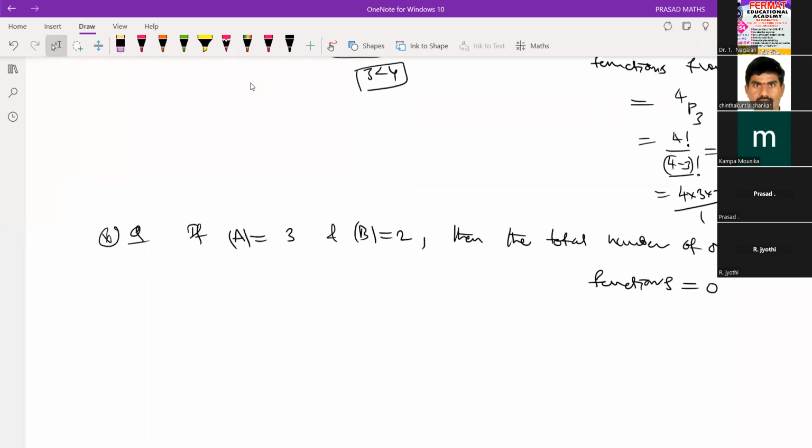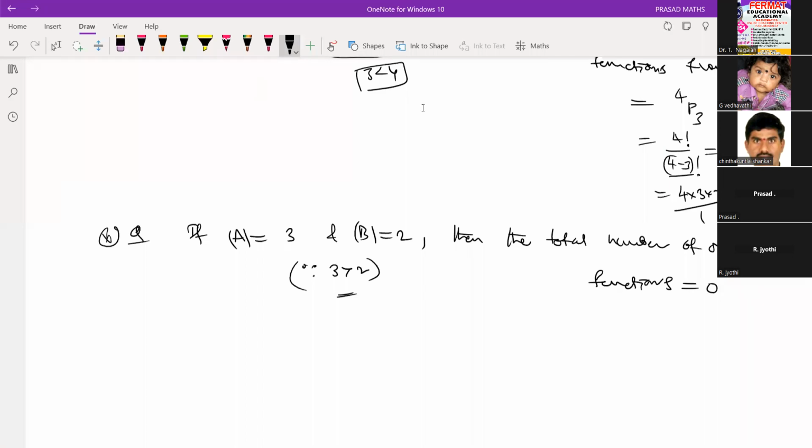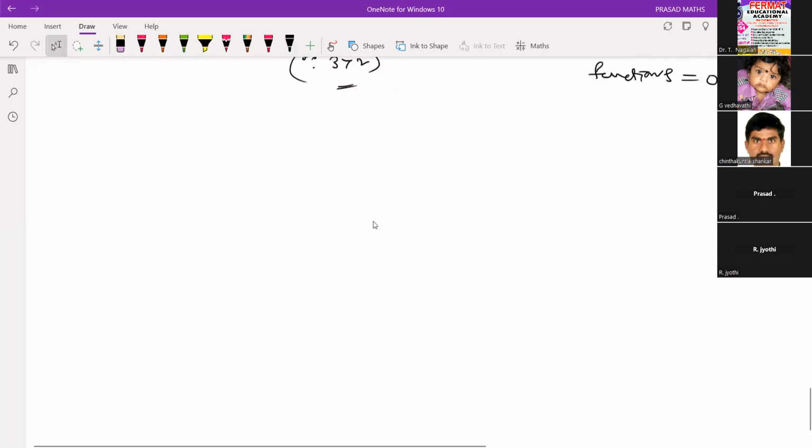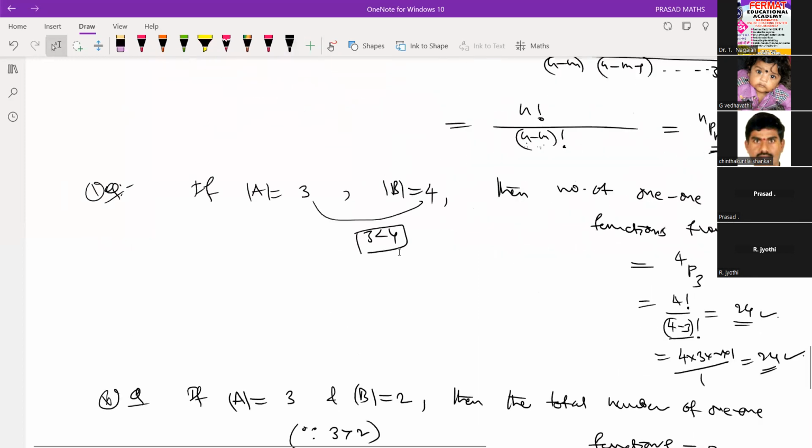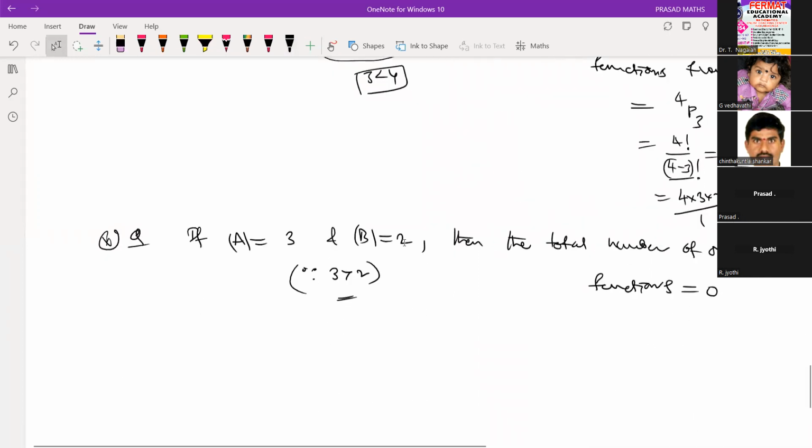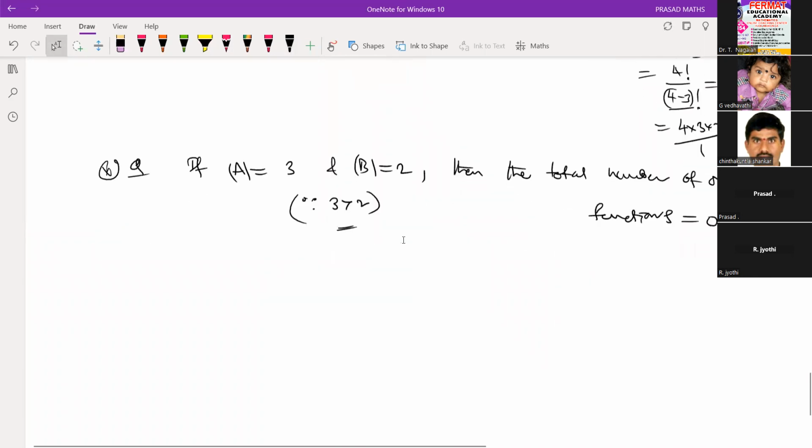Is 0. Why? Because 3 is bigger than 2. Right? 3 is bigger than 2. So with this I conclude the one-one function. So what is the important property? Whenever cardinal of A is less than or equal to cardinal of B, we can always find a one-one function from A to B. You should keep this in mind, this is a very interesting property.